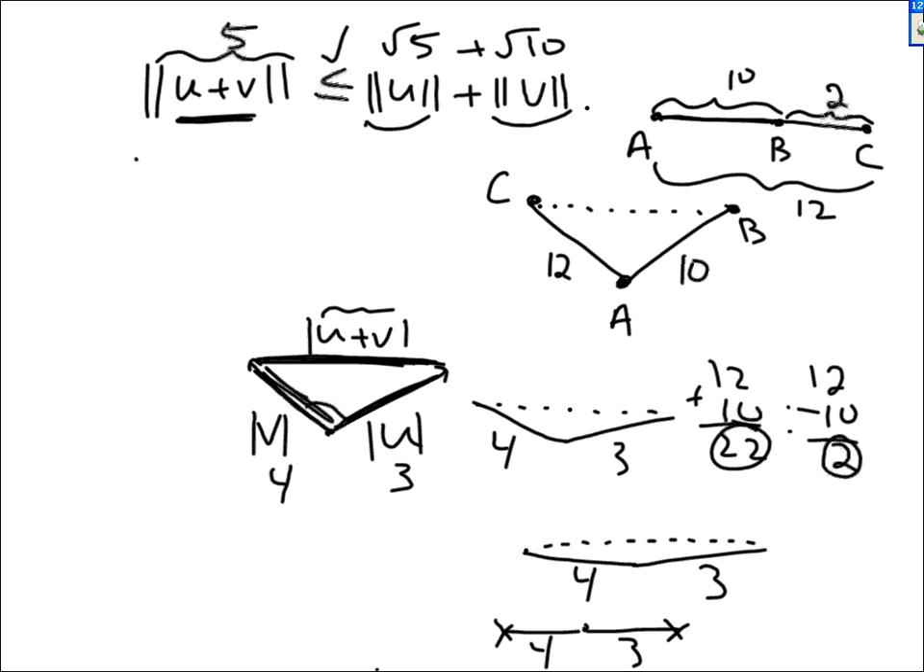So, your triangle inequality guarantees you that the distance will always be less than or equal to the sum. The distance between person B and person C will be less than the distance from A to B plus A to C. And that's good to know in everyday life.